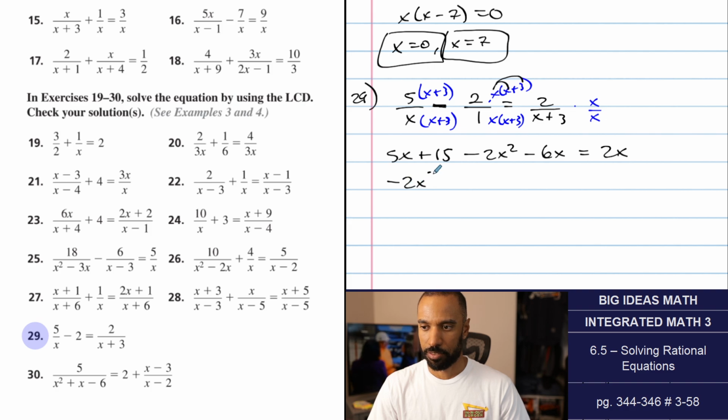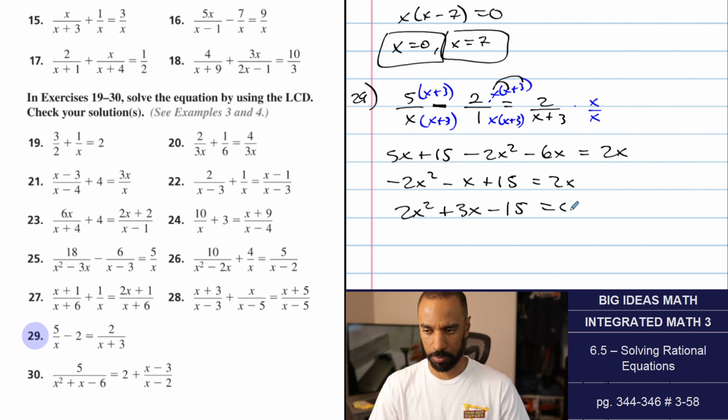Let's clean up this side first. All right, let's add the 2x squared over. Let's add the x over. Let's subtract the 15 over.